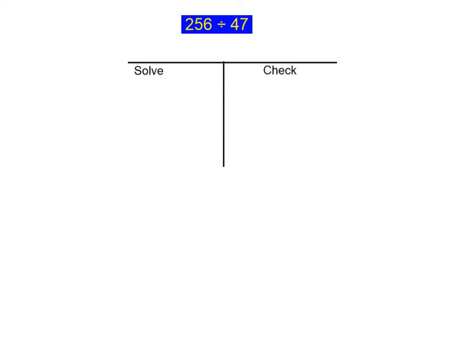Our first problem is 256 divided by 47. 256 is our dividend. It goes inside our division symbol. And 47 is our divisor. It goes outside. We're going to use 47 and see how many times 47 will go into 256.